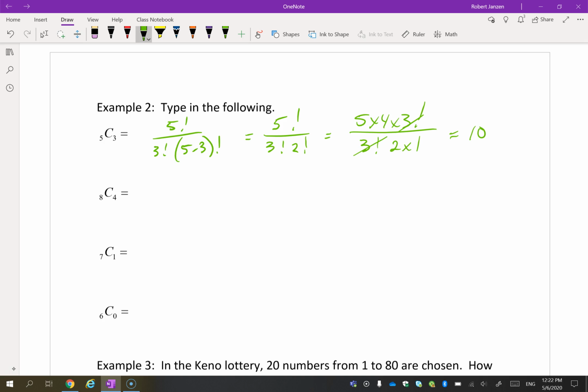So 8 choose 4, you can do it 70 ways. How many ways can you choose 1 from 7? 7. How many ways can you choose 0 from 6? 1.